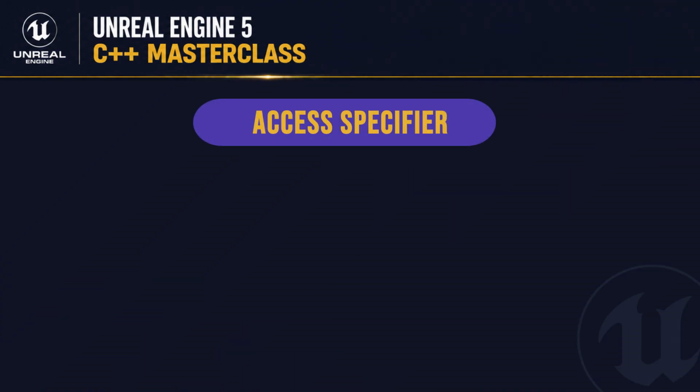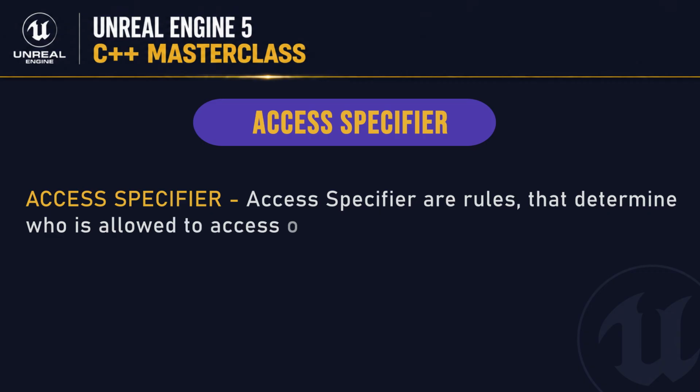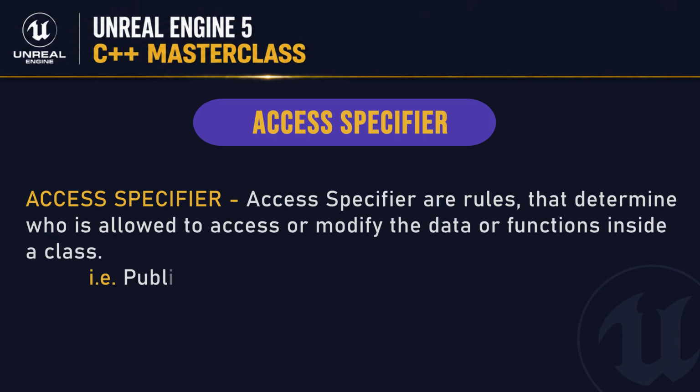First, let's understand access specifiers by theory. Then, we will see a real example. By definition, access specifiers are rules that determine who is allowed to access or modify the data and functions inside a class. In real life, not all information should be available to everyone. Some information can be public, while other information should remain private for security reasons. Access specifiers help us control this by deciding which parts of a class can be accessed from outside the class, and which parts should remain hidden.